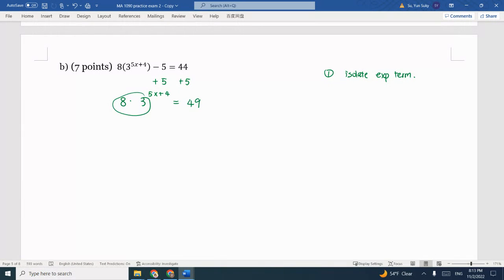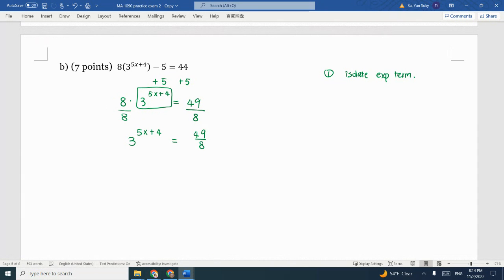By the way, can we multiply the 8 and 3 together? No, we don't multiply them together because they have different exponents. So we cannot multiply them if they have different exponents. Okay, so now we want to isolate. So we want to get rid of the 8, so both sides divided by 8. We get 3 to the 5x plus 4 equals 49 over 8.